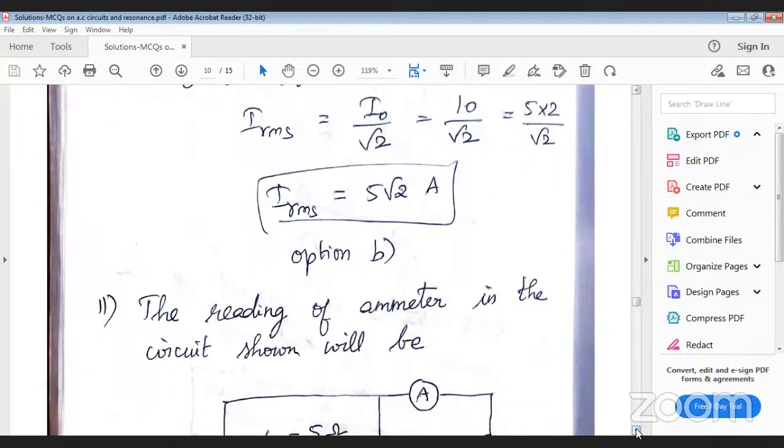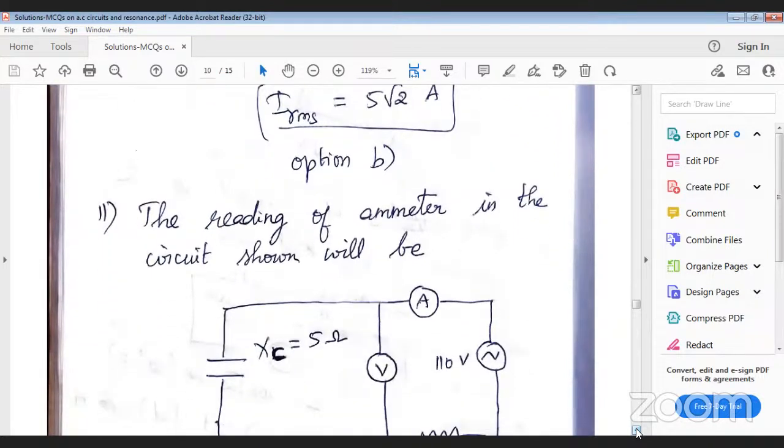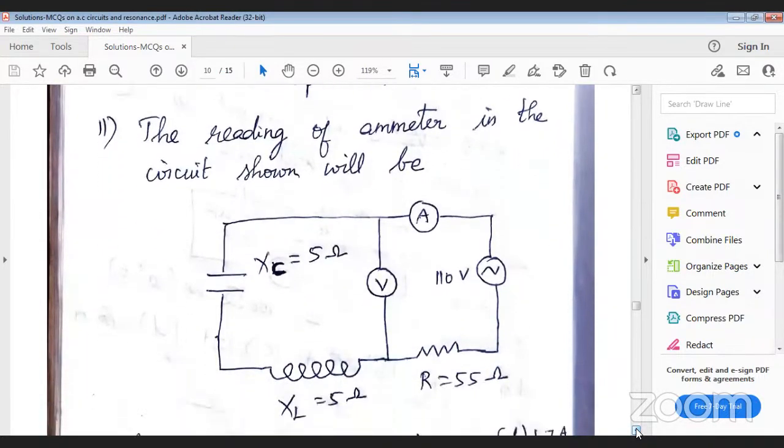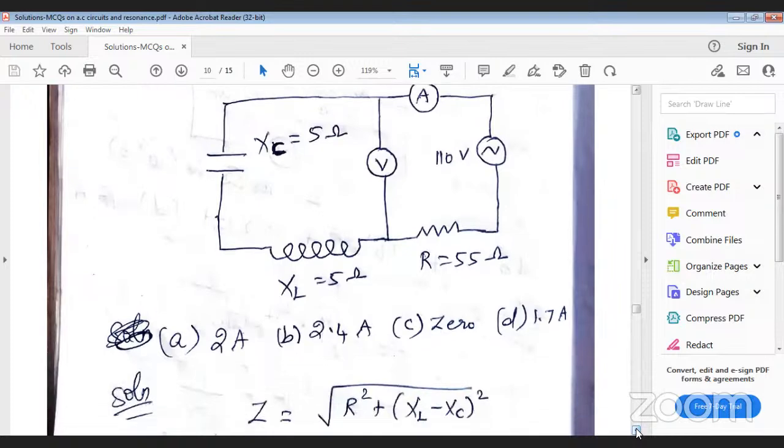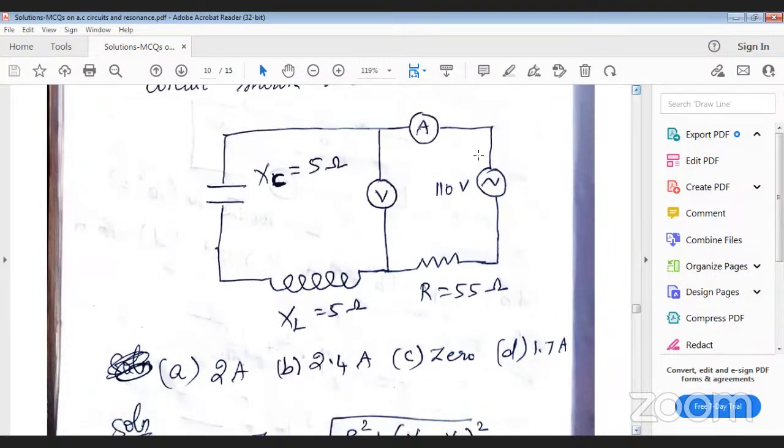Then question number 11. The reading of ammeter in the circuit shown will be. They have given you a circuit, and you need to find out the reading of the ammeter. Ammeter reading means you need to find out the current value. Current, how can you find out? I equal to V by Z. V they have given you 110 volt.